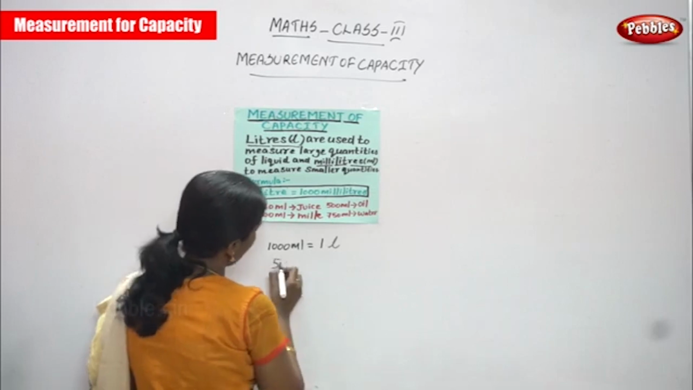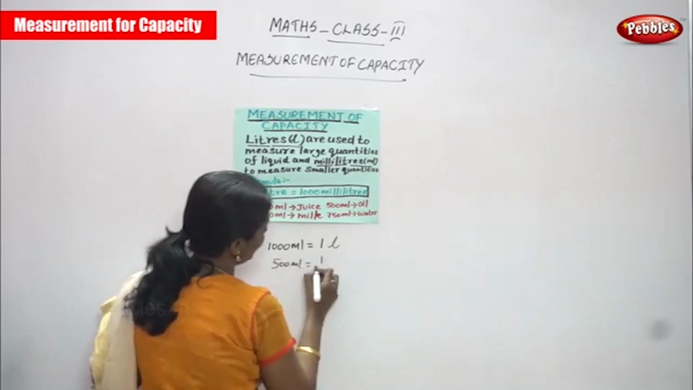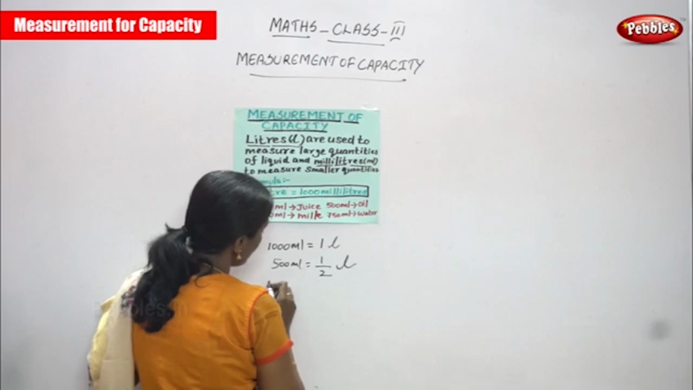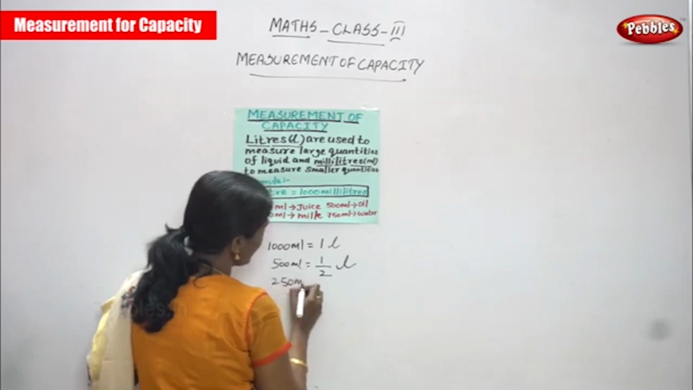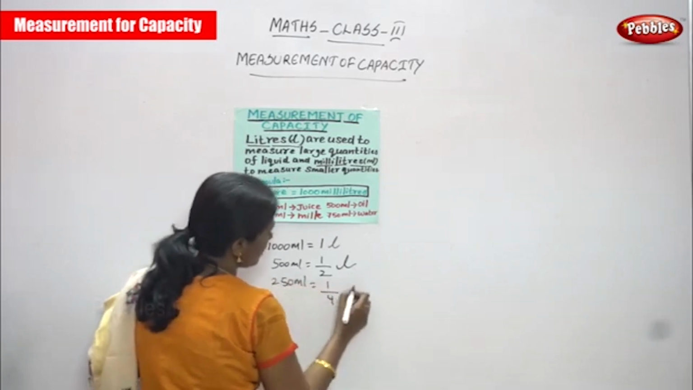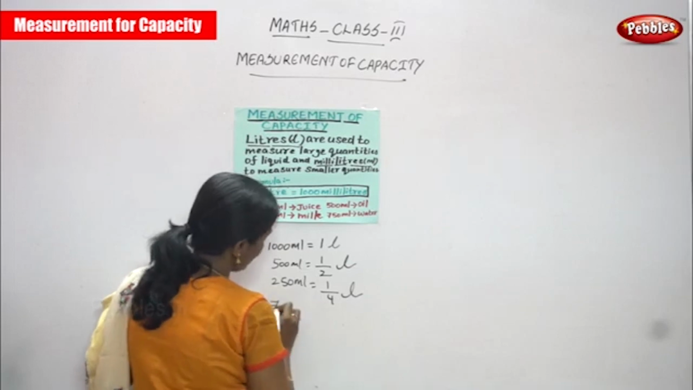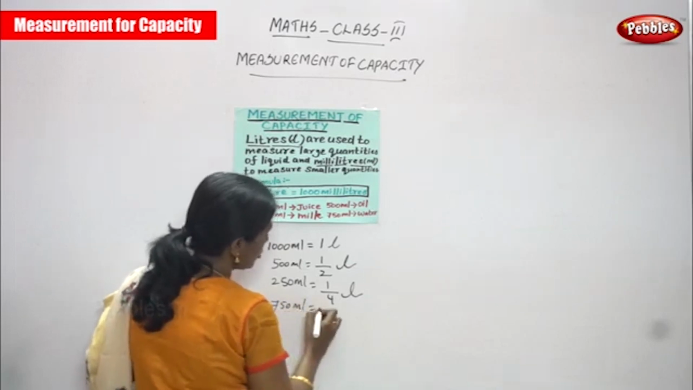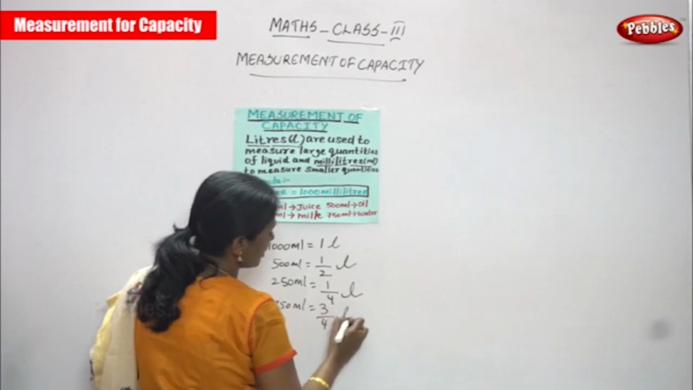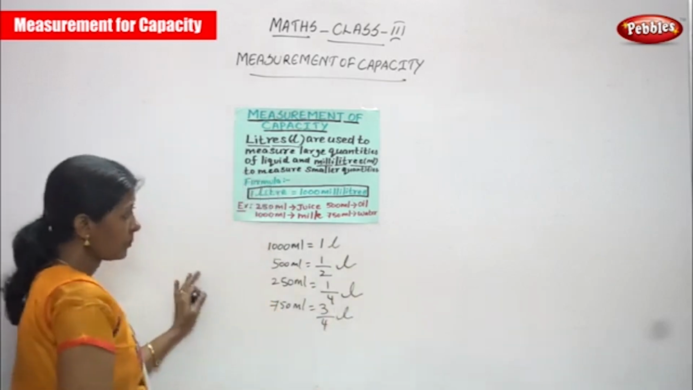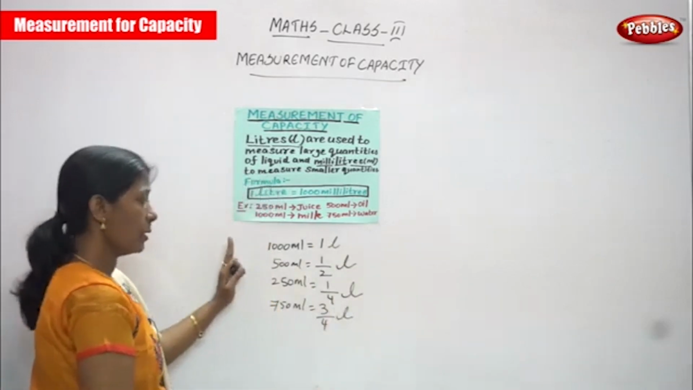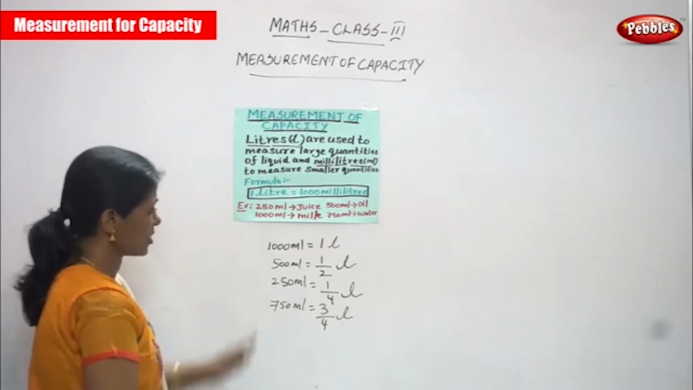Okay, and 500 ml is nothing but half a liter, 1/2 liter. And 250 ml is nothing but 1/4 liter. And 750 ml is 3/4 liter. So this is the basic formula or basic measurements.